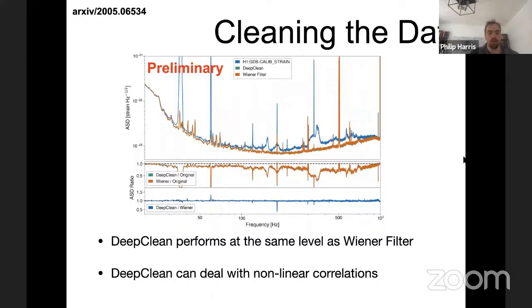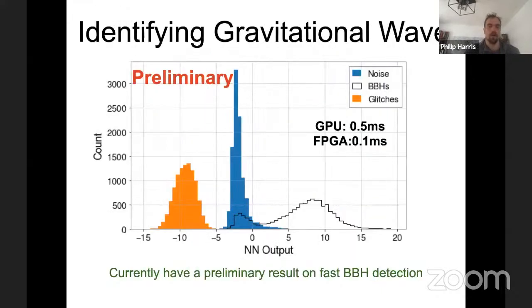Just to give you an idea of the performance, it performs just as well as more conventional methods. And in fact, there's room for exploration because you can correct for nonlinear correlations with noise sources. And here's an example of a neural network that can identify the gravitational waveform. This network can identify glitches, which happen all the time at LIGO, and so they get a very low score. Your background gets an intermediate score, and then your black holes, you can get a pretty clean separation.